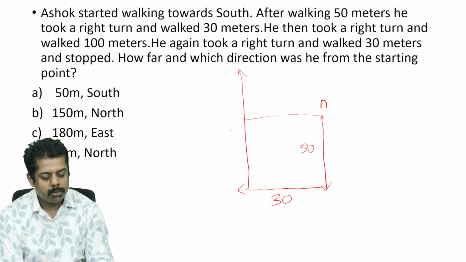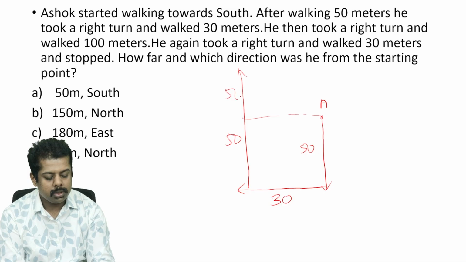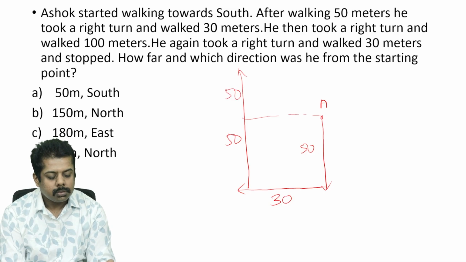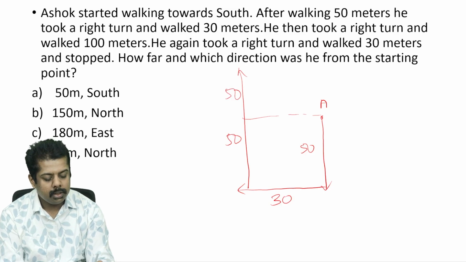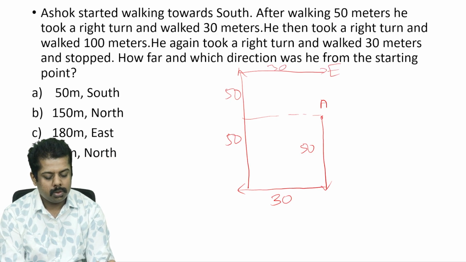So this we can just break. This is 50 and we can make this as 50. Now he finally took another right turn and moved 30. So this is basically his ending.